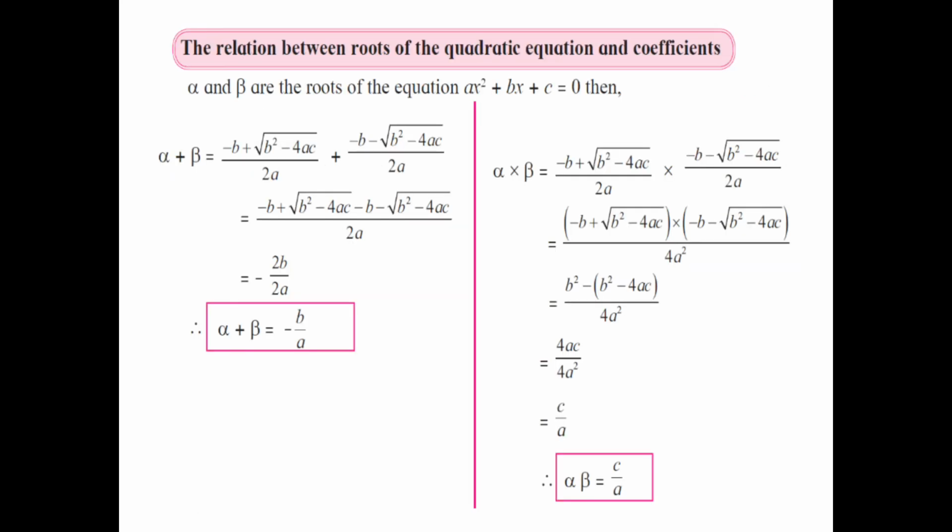The relation between roots of the quadratic equation and coefficient. Alpha and beta are two roots of equation x square plus bx plus c is equal to 0. Then alpha is minus b plus under root b square minus 4ac divided by 2a, and beta is minus b minus under root b square minus 4ac divided by twice a. Then alpha plus beta is value minus b by a, and alpha into beta is value c by a.